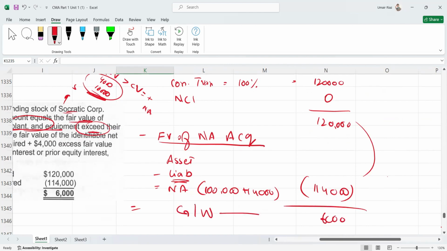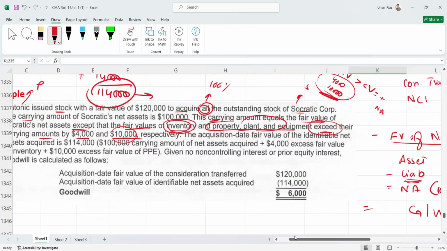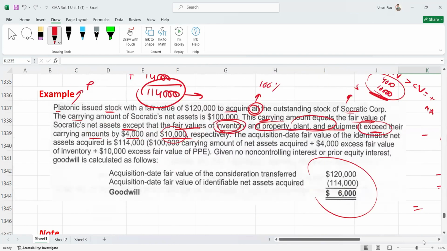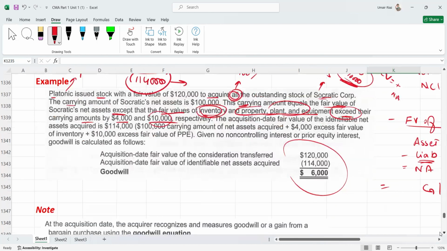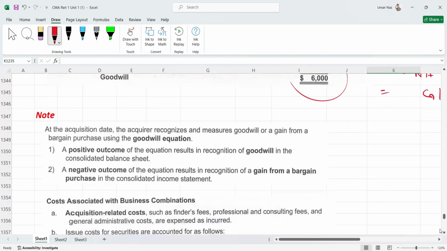So this is goodwill, and goodwill will be presented in the consolidated balance sheet, our consolidated statement of financial position. Is that clear, guys? I have already explained the solution for this example. I hope it is clear. So now we have a note. I have already told you that goodwill we always record in the consolidated balance sheet, and gain from bargain purchase we always record in the consolidated income statement, right? Because a positive answer of this equation is goodwill, a negative answer of this equation is gain from bargain purchase.